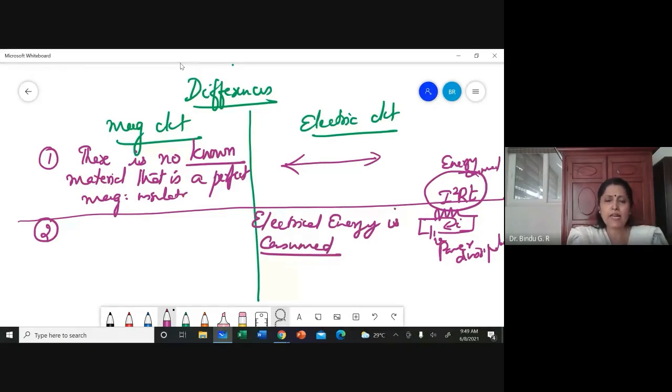Consumed means it is eaten up, okay, consumed in an electric circuit.